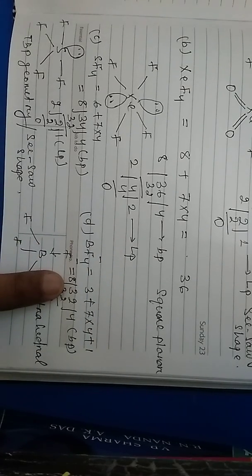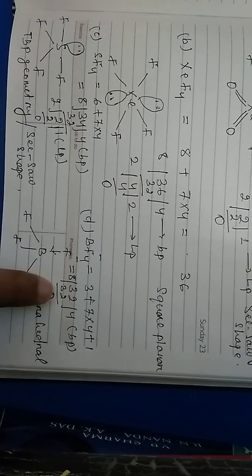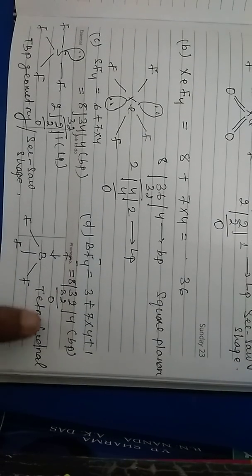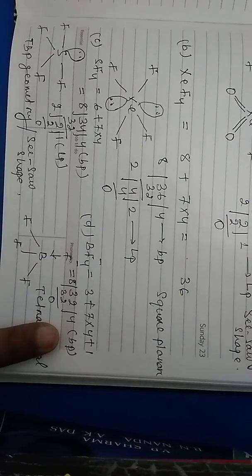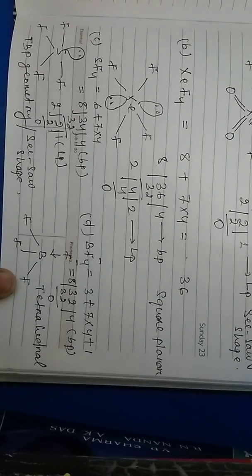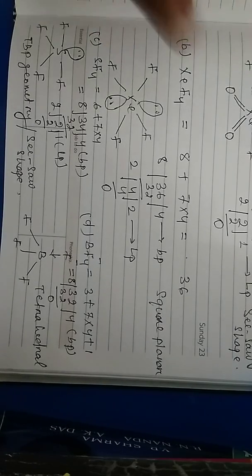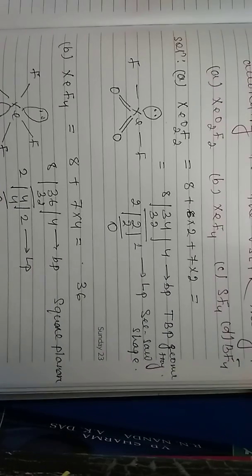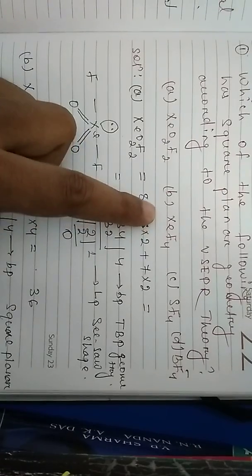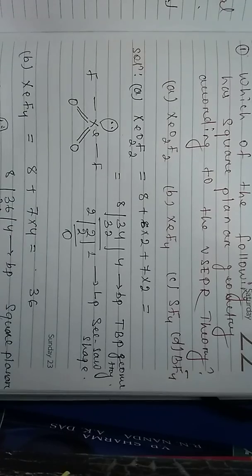So again I divide by 8. The quotient is 4. Here 32, 32 minus 32 is equal to 0. The total number of bond pair electrons in this species is 4. So there are no lone pair electrons, so it has tetrahedral geometry, tetrahedral shape. So in these questions, the answer is option B, XeF4, because XeF4 has square planar geometry, 4 bond pair electrons and 2 lone pair electrons.